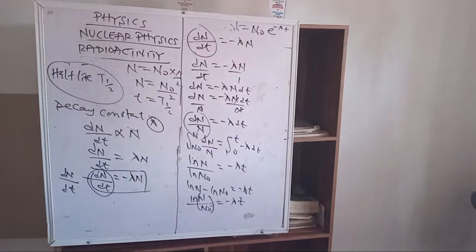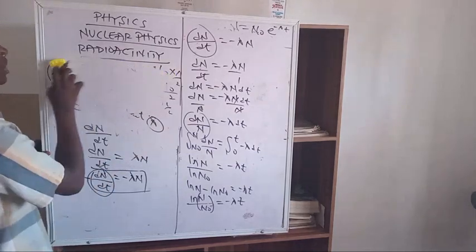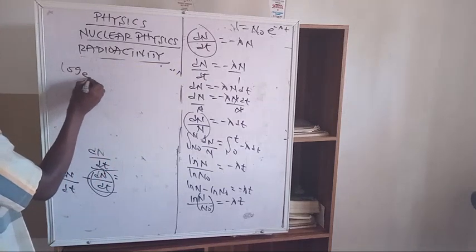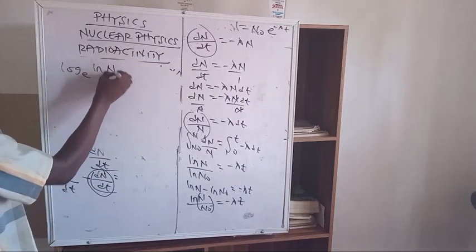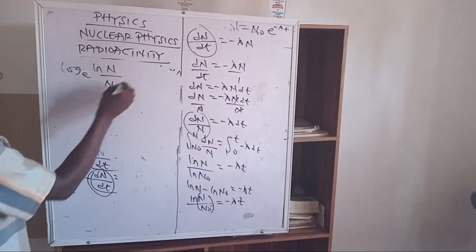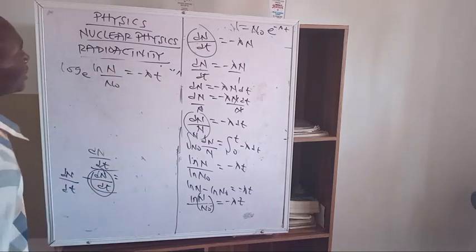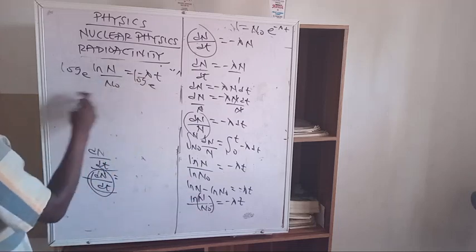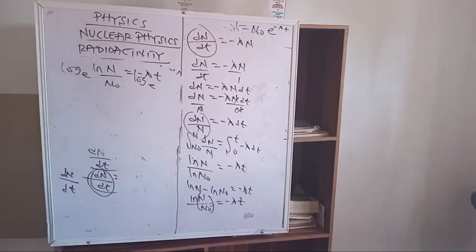So let me introduce the logarithm of e to both sides. I'm going to have log e at the left hand side and log e at the other side, so I'll cancel a value out. At the end of the day, I'm going to have log e, then ln n over n naught is equal to minus lambda t. So I introduce log e to both sides, I have log e here also. So log e cancels log e. If log e cancels log e, what is left? n over n naught is left.